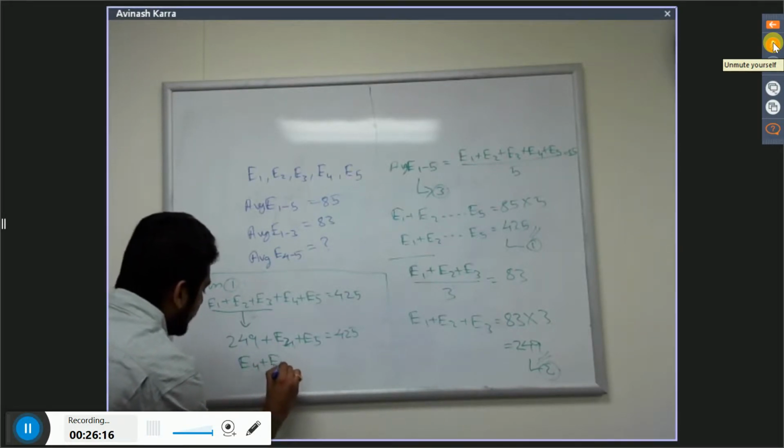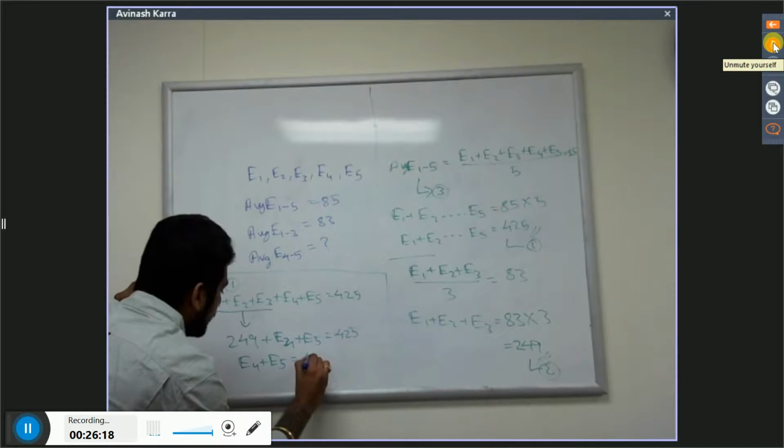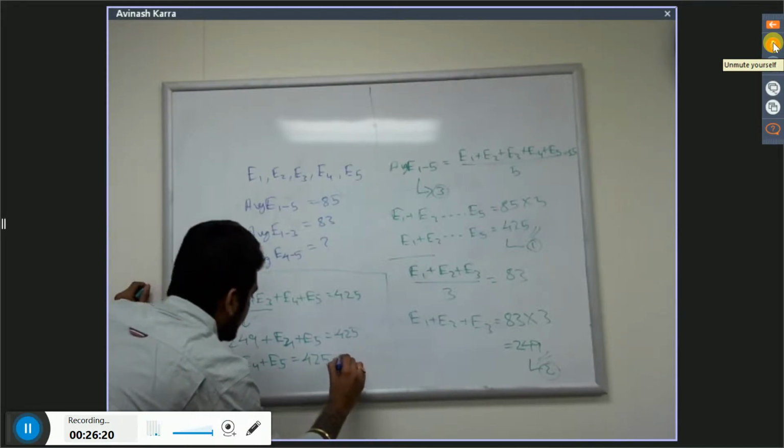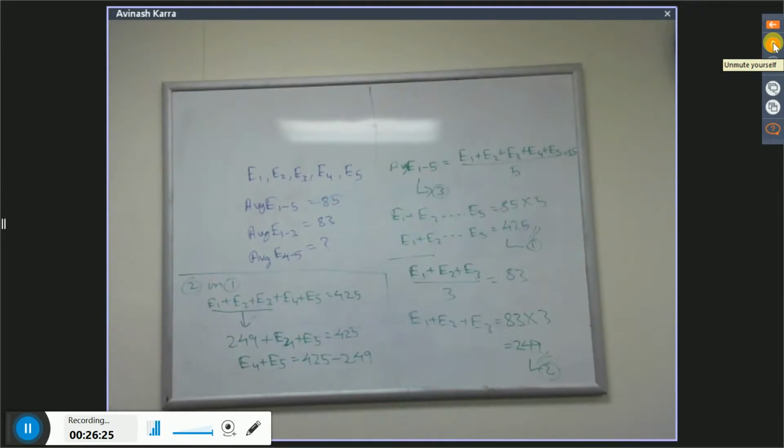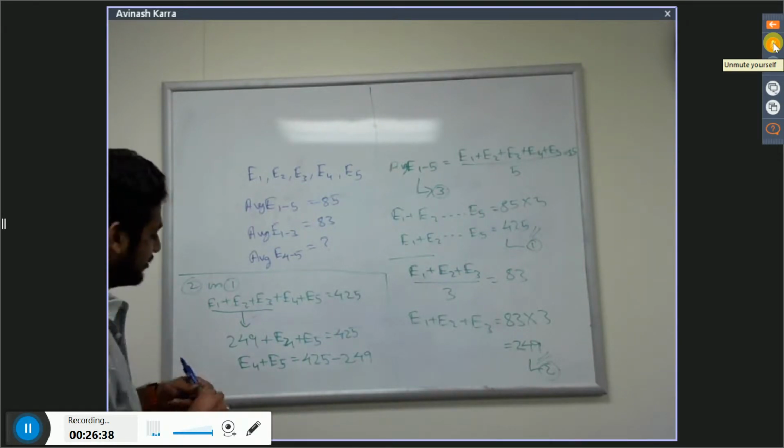E4 plus E5 is equal to 425 minus 249. What is the value? 425 minus 200 is 225. 225 minus 50 is 175. So 176 should be the answer.